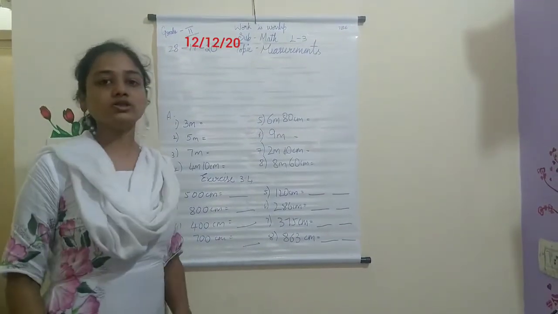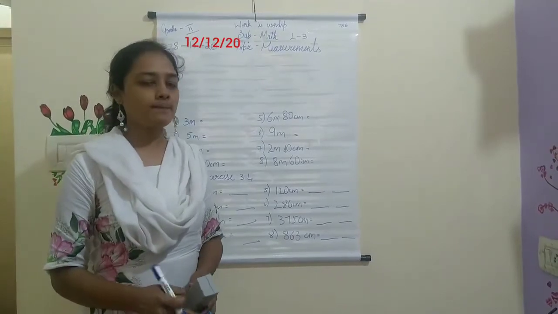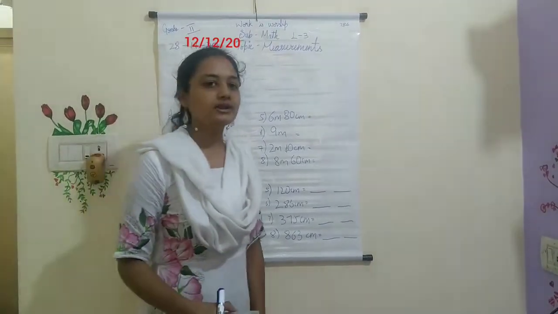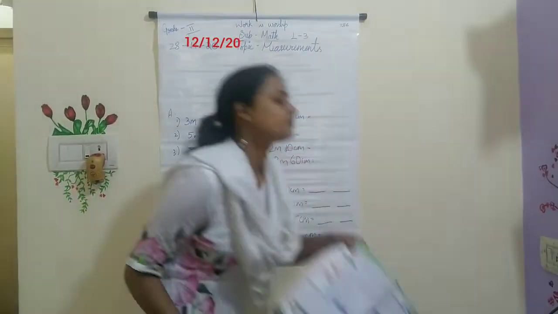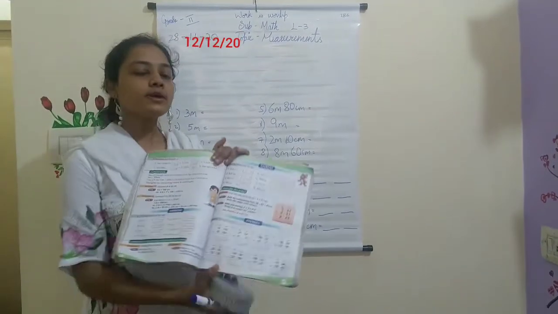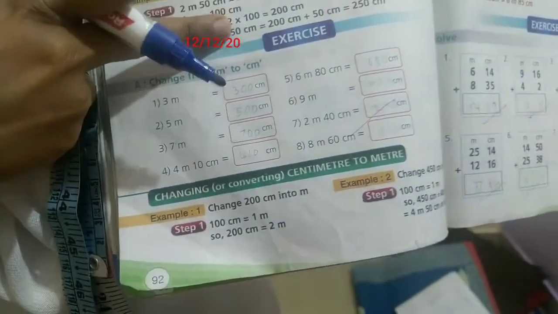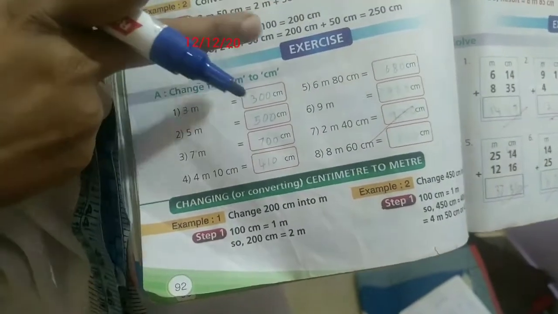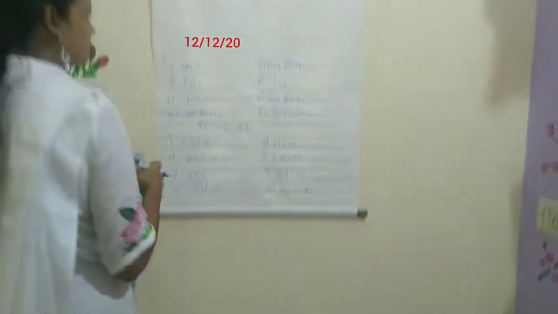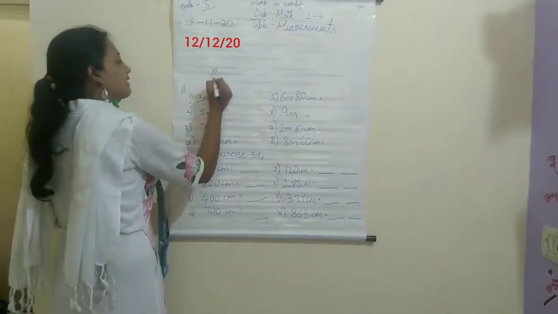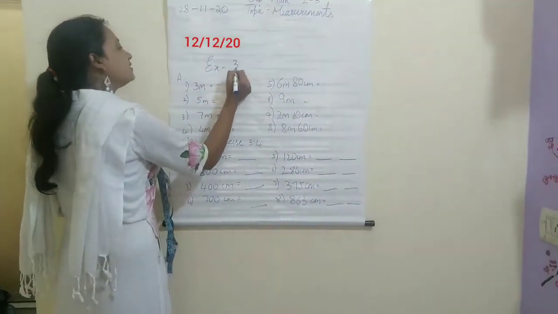I want everyone to take your textbooks and your pencils and write along with me. Everybody open your Math Sem 2 textbook, page number 92. You're going to work out the exercise 3.1. So, I have written the questions here. This is exercise 3.3.